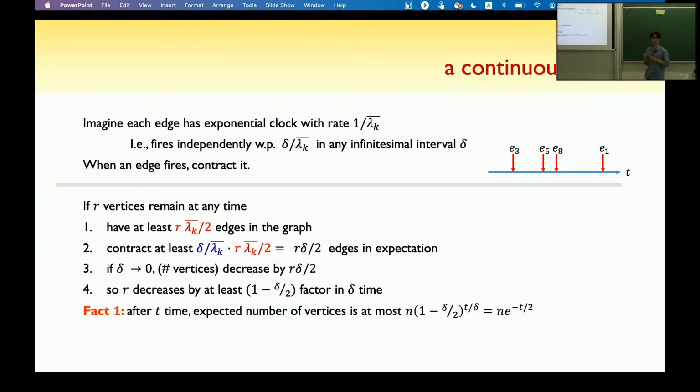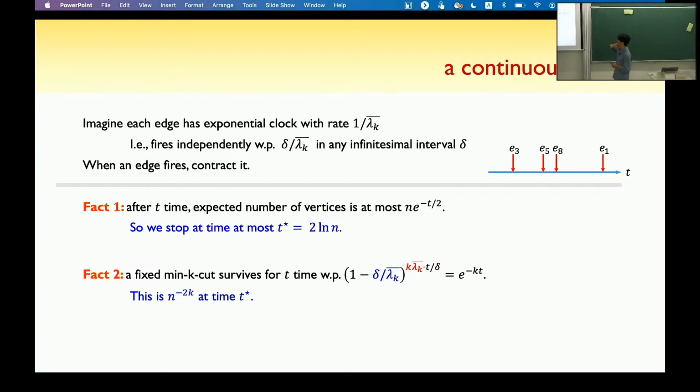Okay, so this is one upper bound on the number of vertices in this process. This is decent, and we can do something with it. It means that if you run this process until time 2 log n, then the expected number of vertices will become 1, because e to the minus t over 2 will be e to the minus log n, which is 1 over n.